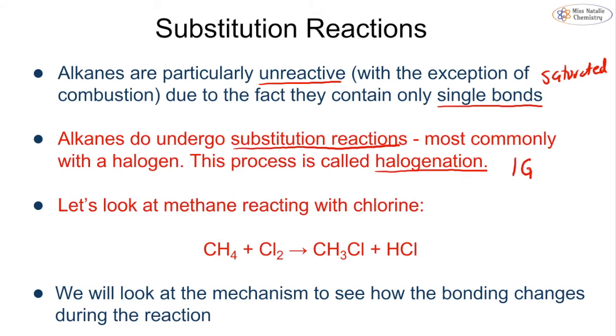Now, you met this back in IGCSE, where you had something like methane reacting with chlorine, and you learned a little bit about the substitution reactions. We're going to go into a lot more detail about it, and we're going to look at the actual mechanism of how this works and to show how the bonding in the alkane changes as we undergo the substitution reaction. So we get something like methane reacting with chlorine to make chloromethane and hydrogen chloride. And this process undergoes a mechanism that requires 3 steps.